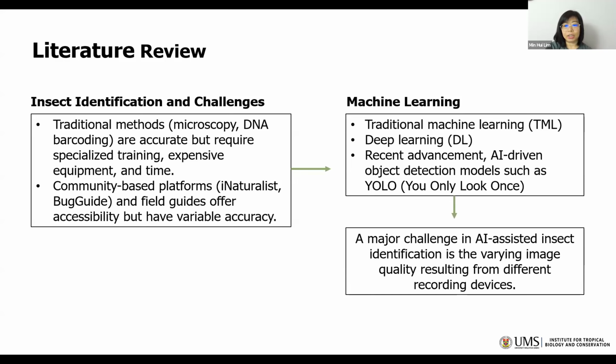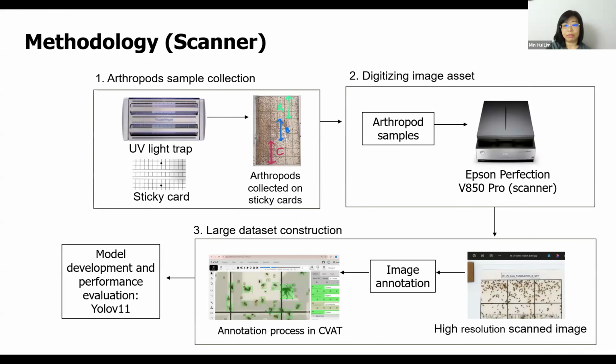A major challenge in AI-assisted insect identification actually varied using the devices. So let me bring you to the methodology. First, arthropod samples were collected from insect sticky traps in the urban areas. For image acquisition, for the first set of data, because we are comparing the scanner and smartphone, we scanned using the Epson Perfection V850 Pro scanner, and we have collected a large data set.